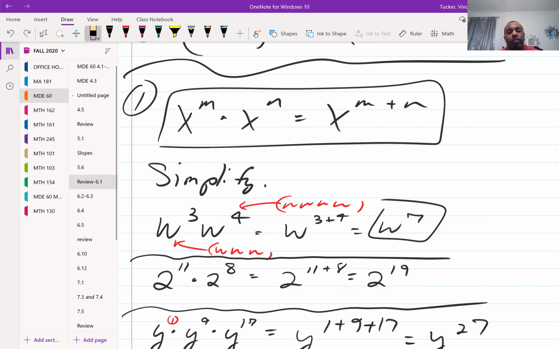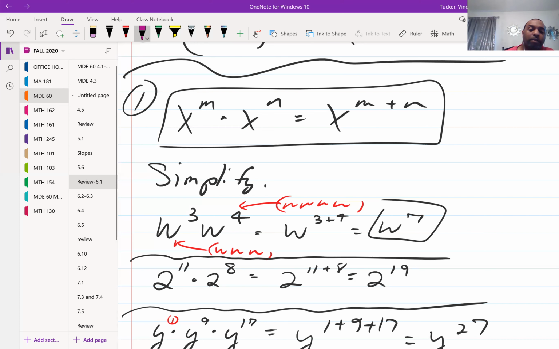And so, when you look at why that works, it's because if you were to expand w to the third power, that's w w w. Expand w to the fourth power, that's w w w w. And so altogether, you have 7 w's. So that's the expansion and the foundation of all of these rules. If you were to expand it out and do it the long way, then you would get that answer. So those rules are just shortcuts in order to get to this answer right here. All of those rules, 1 through 10, are just shortcuts to get to the answer.